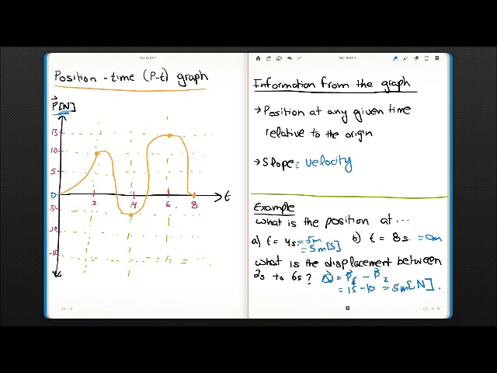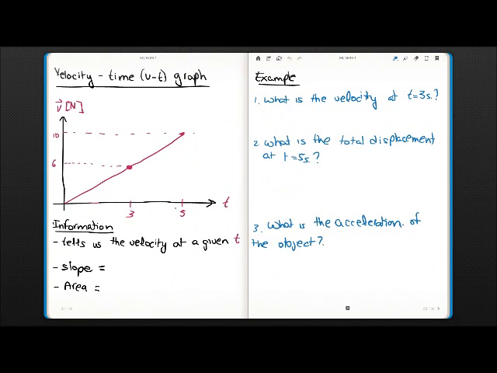So that's the PT graph. The second graph is velocity versus time. Now, the velocity versus time graph tells us the velocity at a given time. The slope of the velocity time graph tells us the acceleration. So again, if it's at a specific point, it'll be instantaneous, whereas if it's taken over an interval, it'll be average. The area underneath the curve tells us the displacement.